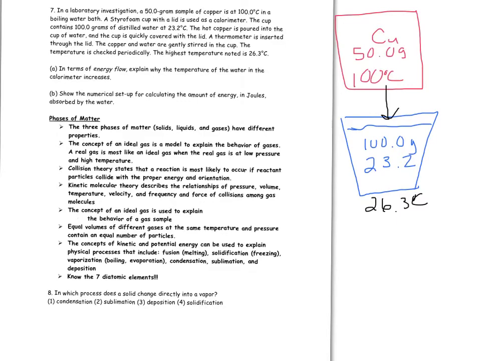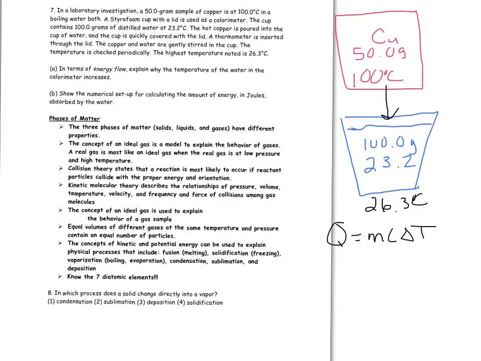The next question asks us to show the correct numerical setup for calculating the amount of energy in joules absorbed by the water. So again, let's look at our water. We have 100 grams of water, initially at 23.2 degrees Celsius, and then it gets hotter. So the temperature of the water changes. For this equation, we're going to use the Q equals mc delta T equation found on reference table T, because the temperature is changing.